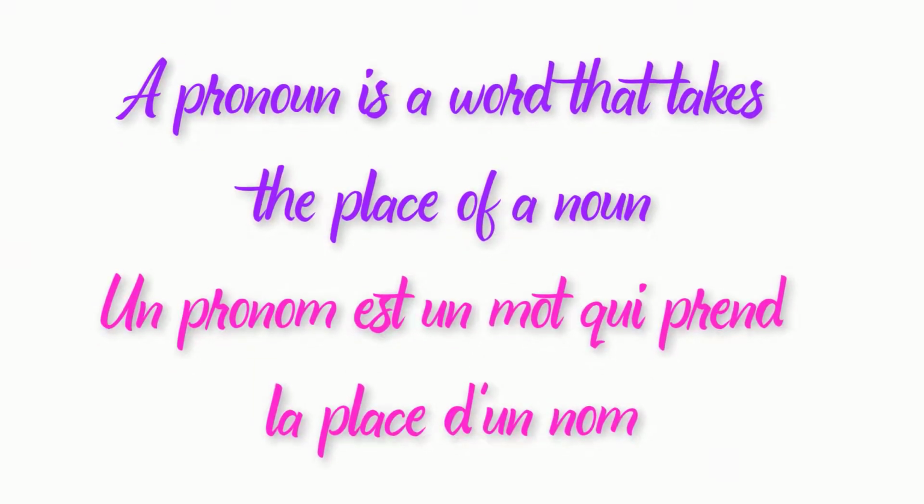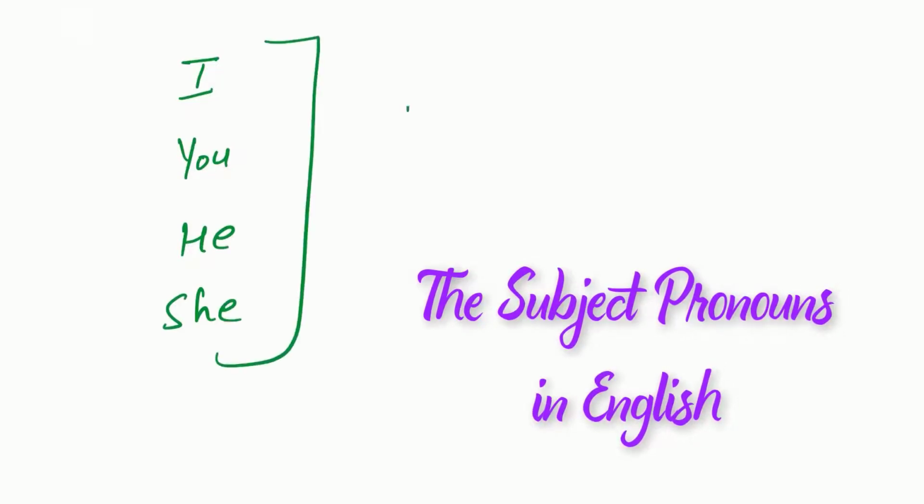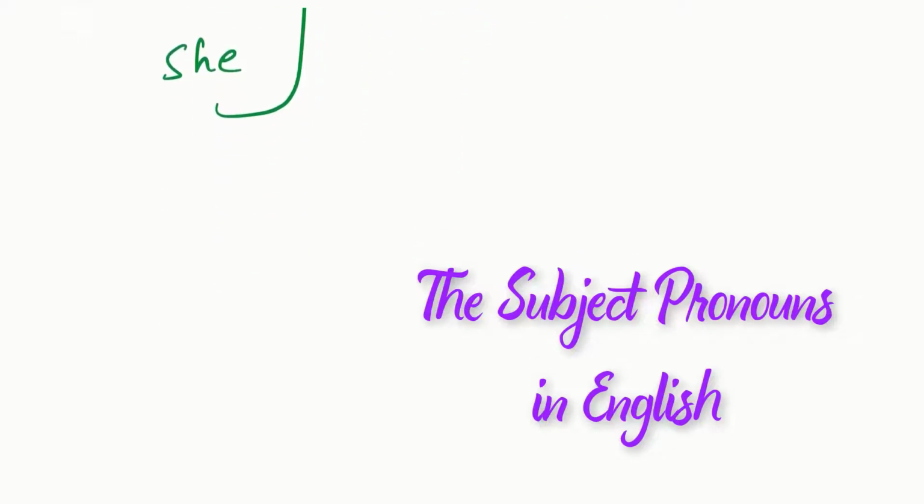Let us do it in depth now. So what is the meaning of pronoun? A pronoun is a word that takes the place of a noun. Un pronom est un mot qui prend la place d'un nom. So let's start with the English pronouns first. Let's see the English pronouns that are I, you, he, she. These are the singulier. What is the meaning of singulier? This means singular. These are the singular pronouns.